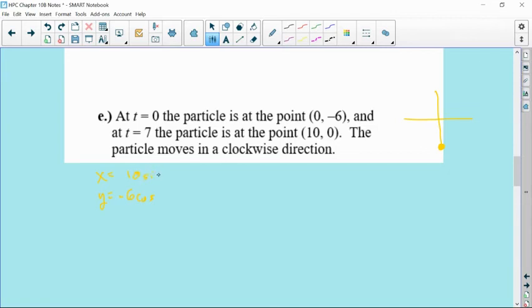Sine. Okay, let's do the period. It says time equals 7, the point's at 10, 0. So now I'm here, took me 7 seconds. The particle's moving in a clockwise direction. So before you instinctively do this, because that seems to have made sense, it's actually going in a clockwise direction. So we're actually going this way. So this is going to be an awkward fraction. It's taking me 7 seconds to go 3/4 of the way.